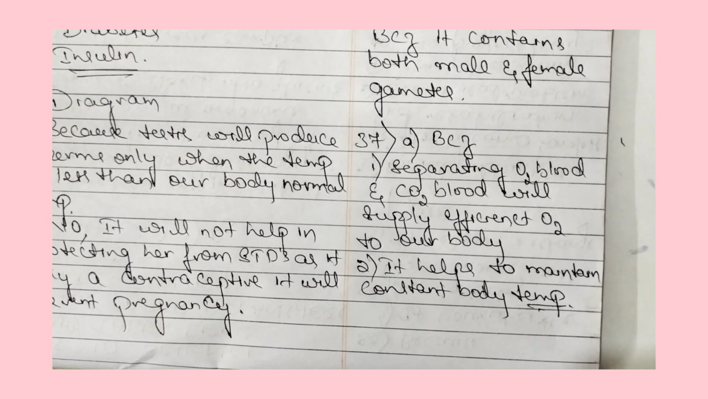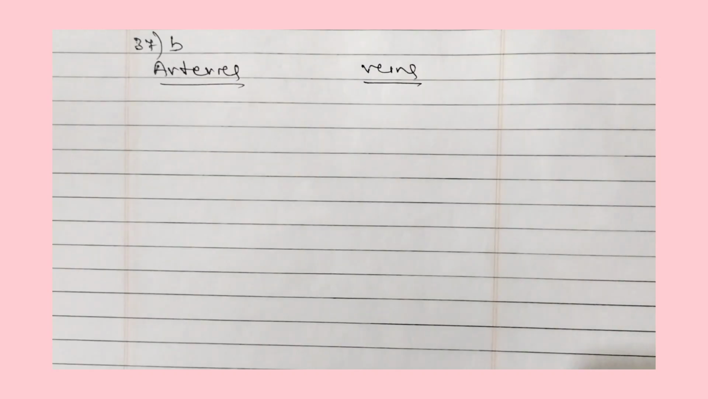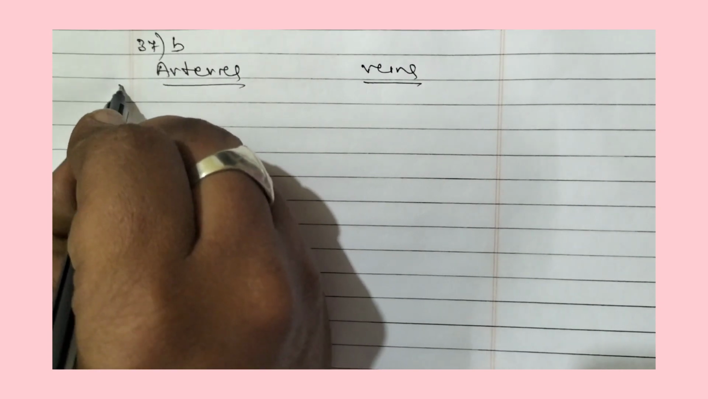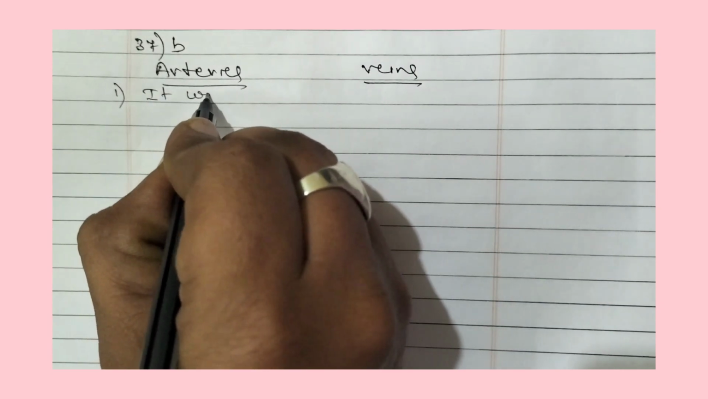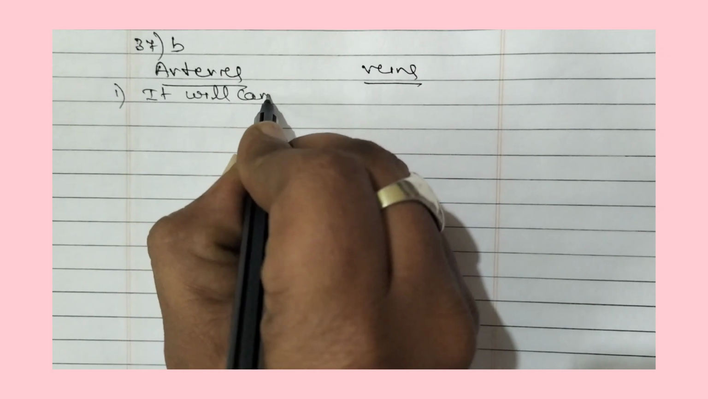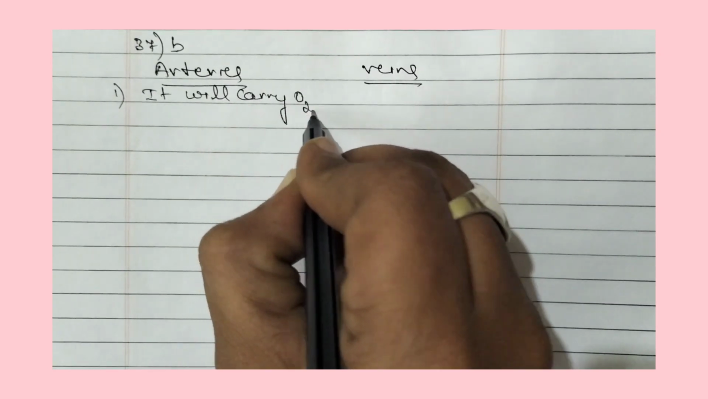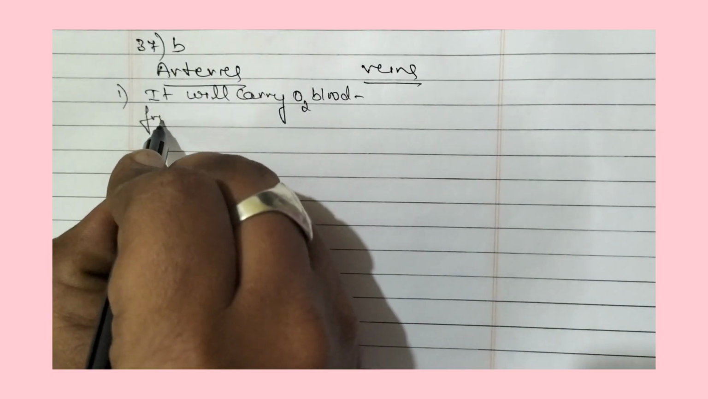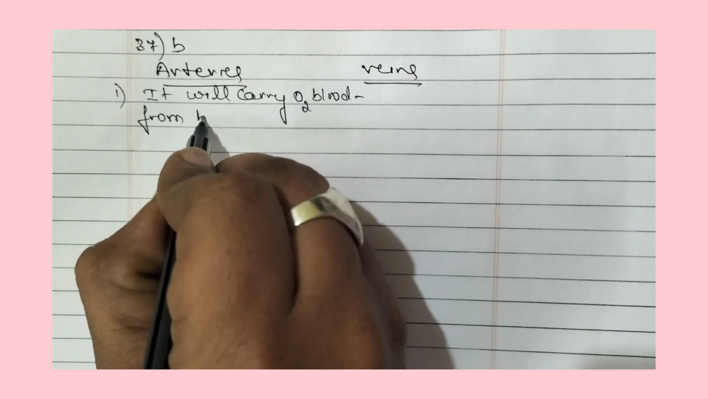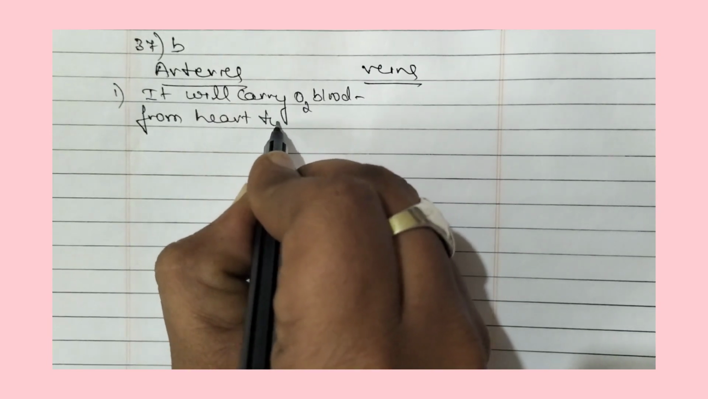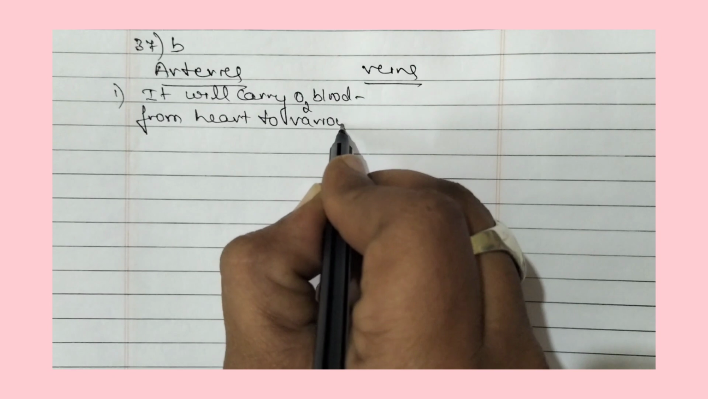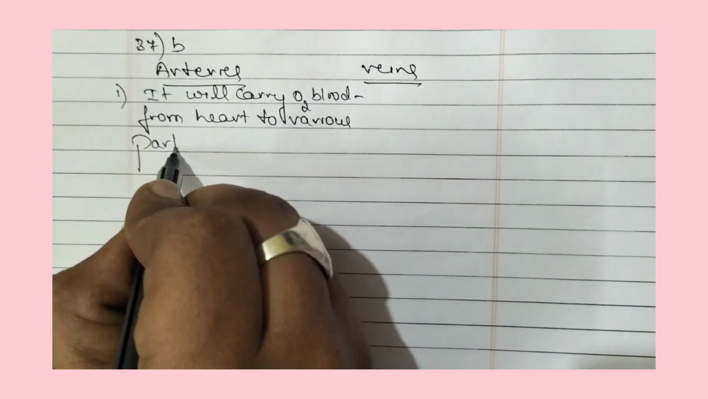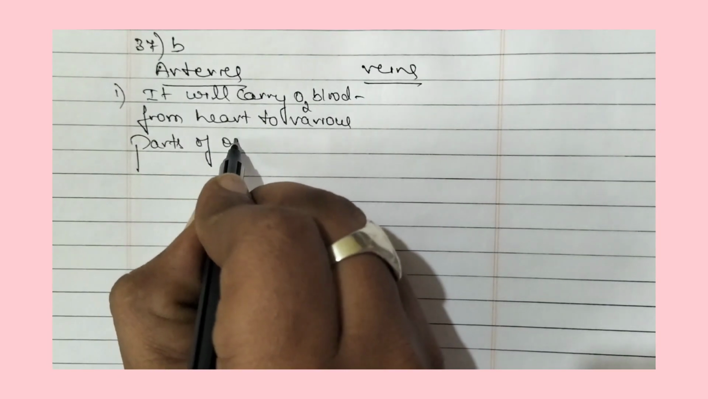In 37th B, what are the differences between arteries and veins? Let us differentiate between arteries and veins. Arteries, it will carry oxygenated blood from heart to various parts of our body.